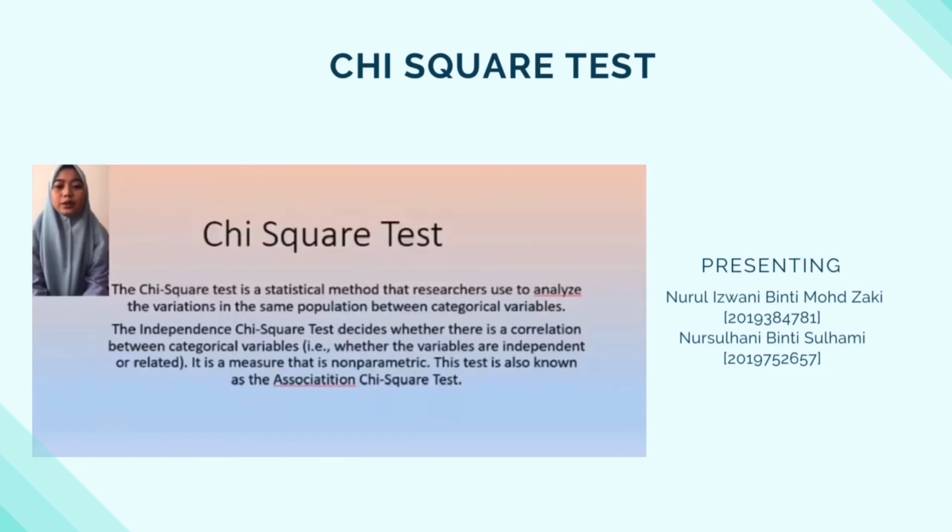The chi-square test is a statistical method that researchers use to analyze the variation in the same population between categorical variables. The independent chi-square test decides whether there is a correlation between categorical variables, whether the variables are independent or related. It is a non-parametric measure. This test is also known as the association chi-square test.